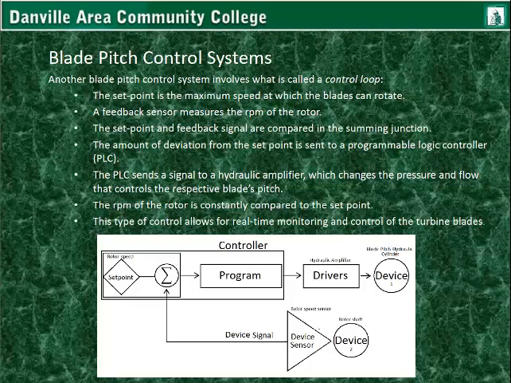This would also be used in conjunction with an anemometer, but it's not included in here. It makes it a little less complicated to look at. That would go into the controller as well, and it would adjust the hydraulic amplifier to adjust the hydraulic system and keep the blade near the critical angle. We will get into more details on this type of system in future classes.